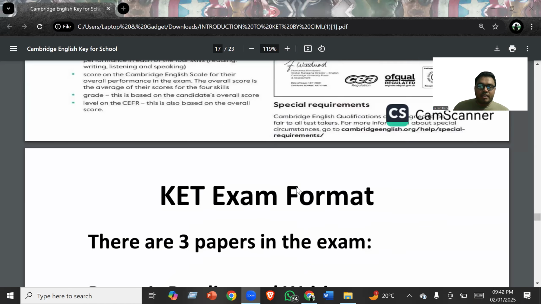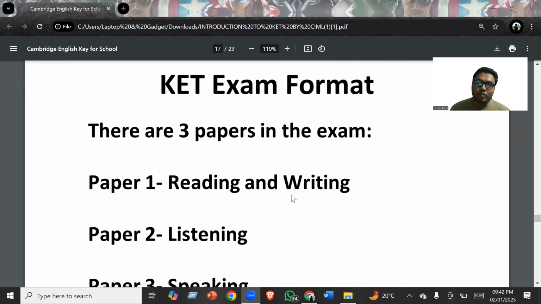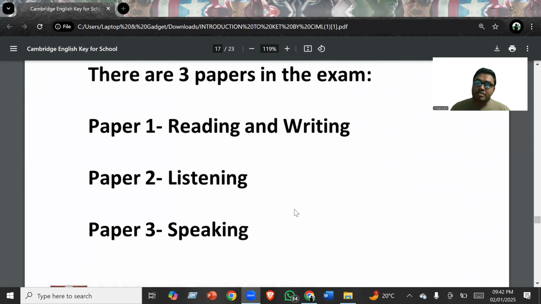Now, we are going to the Key exam format. Coming up to the main things, and that is there will be three papers in the exam. And which are these three papers? Paper 1, reading and writing. Paper 2, listening, and paper 3, speaking. So there will be three papers, reading and writing will be combined, okay?